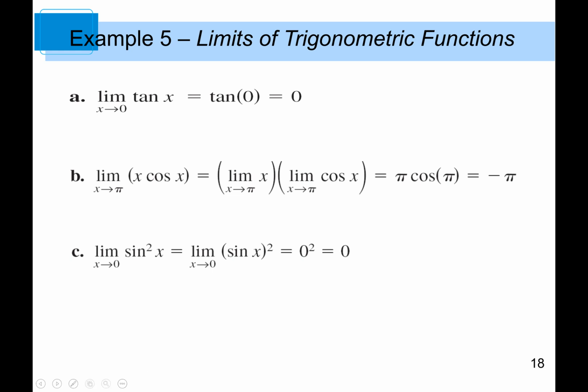So the limit of tangent x as x approaches 0 becomes tangent 0. Replace x with 0, so we get tangent 0, which is 0. For the limit of x times cosine x as x approaches pi, we can separate it into two different limits: the limit of x as x approaches pi, and the limit of cosine x as x approaches pi. The limit of x as x approaches pi is pi. The limit of cosine x as x approaches pi becomes cosine pi, and cosine pi is -1. So it becomes pi times -1, which is -pi.